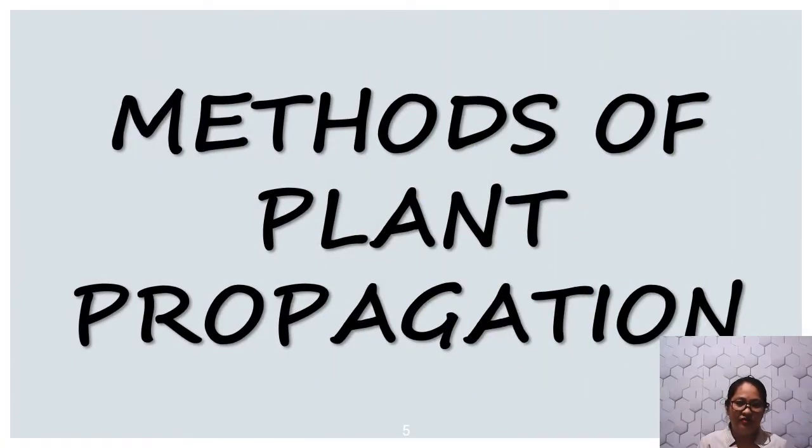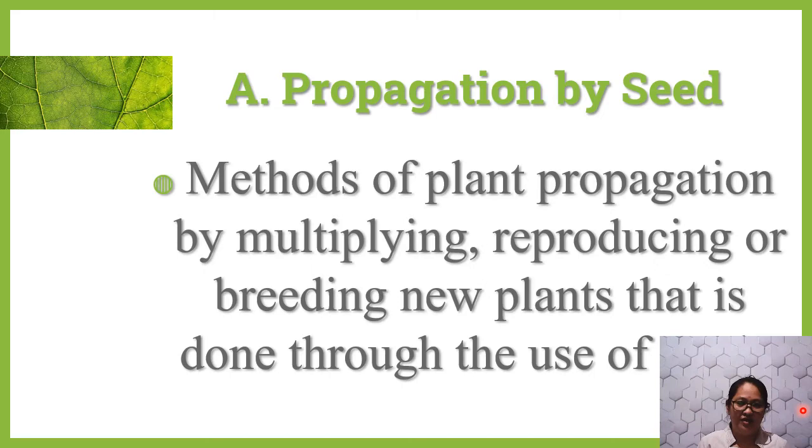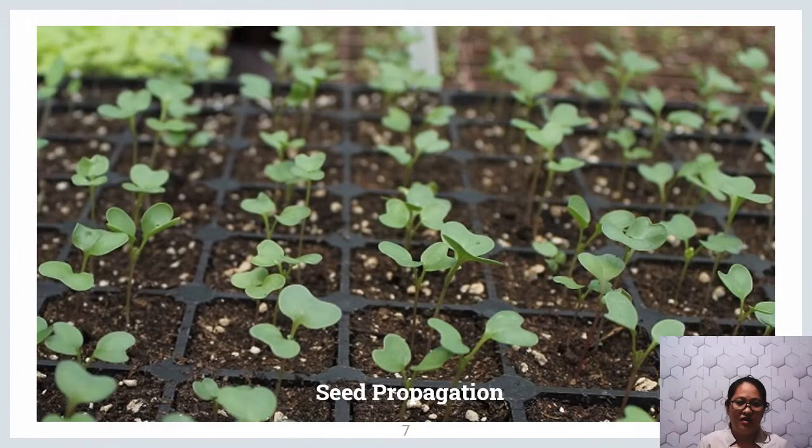Now, let's move on to the methods of plant propagation. Letter A, propagation by seed. It is a method of plant propagation by multiplying, reproducing, or breeding new plants that is done through the use of seeds. As you can see in the illustration, this is an example of seed propagation.